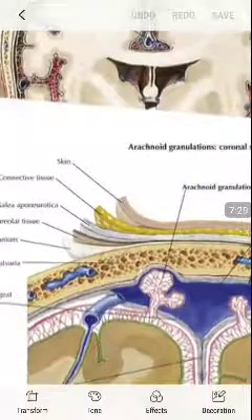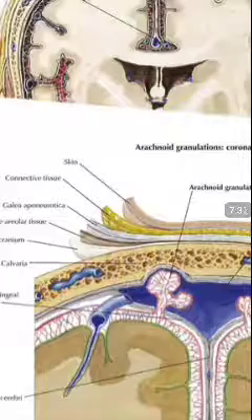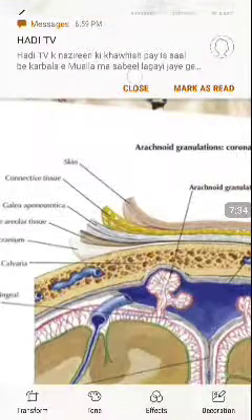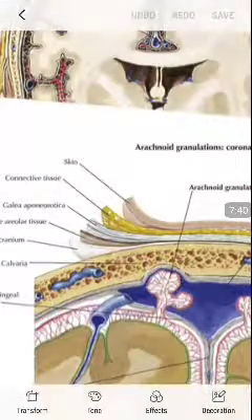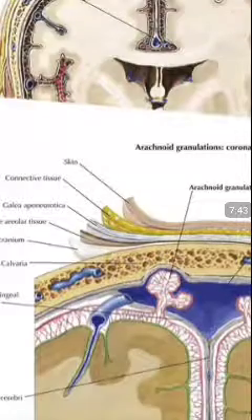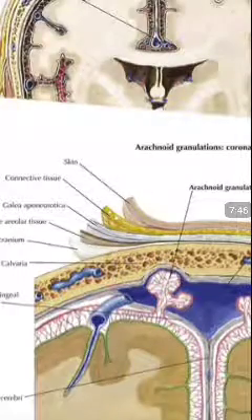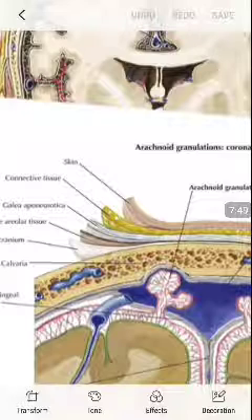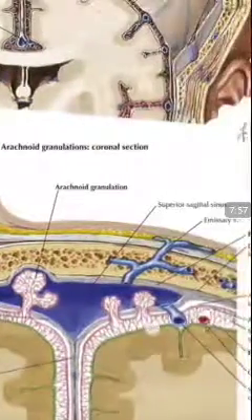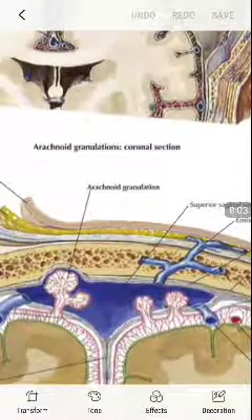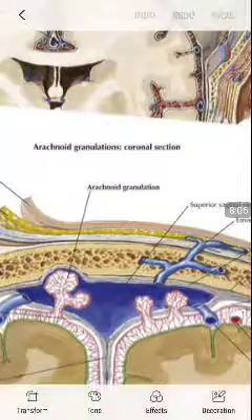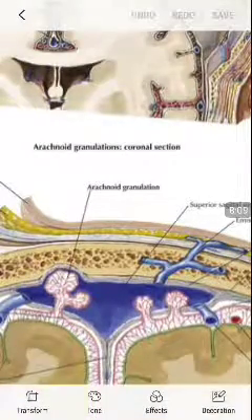The space between the dura mater and arachnoid mater is called the subdural space, and the space between the dura mater and cranium is called the epidural space. So this was a bit about the formation of the dural venous sinus, and these are emissary veins, these are epicranial veins. They also drain into the dural venous sinus.